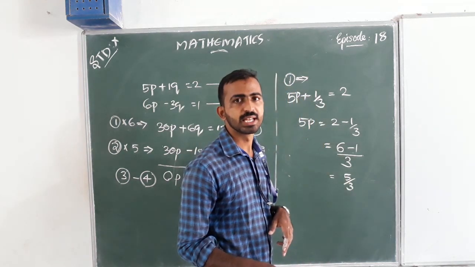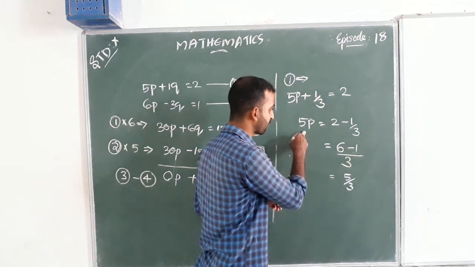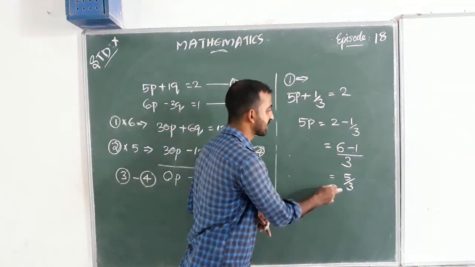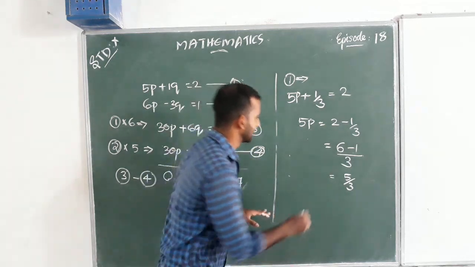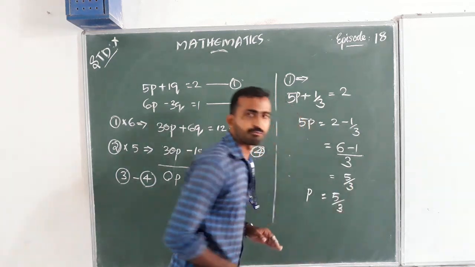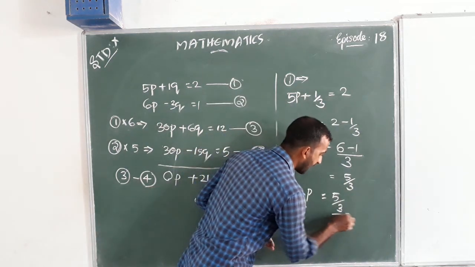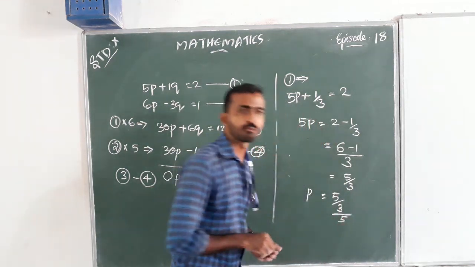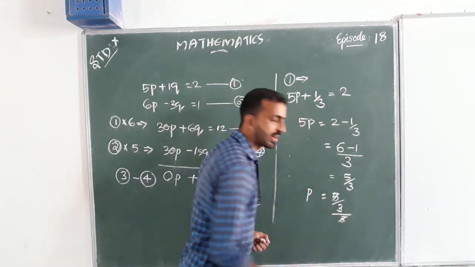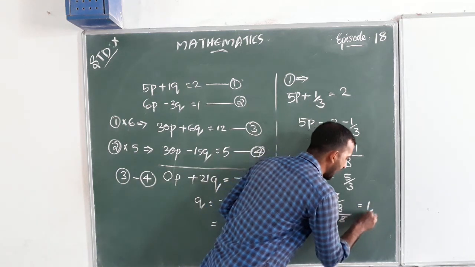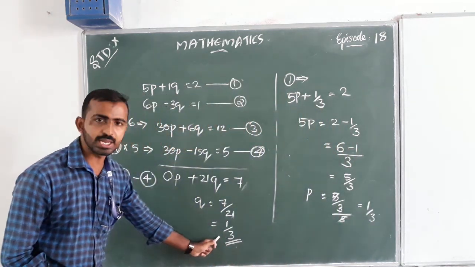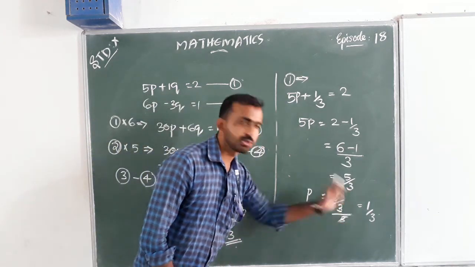Is it? Yes. That is 5p is 5 by 3. That is p is 5 by 3 by 5. We can cancel 5 and 5. So we get p also 1 by 3. That is, the value of q is 1 by 3 and the value of p is 1 by 3.